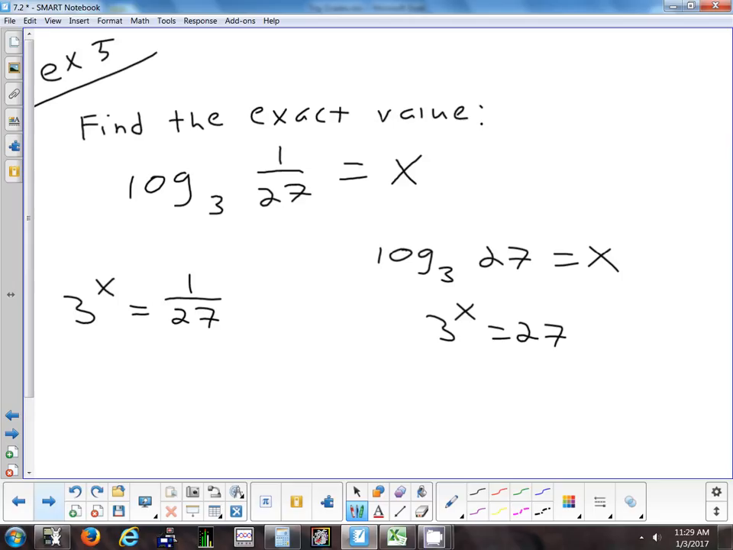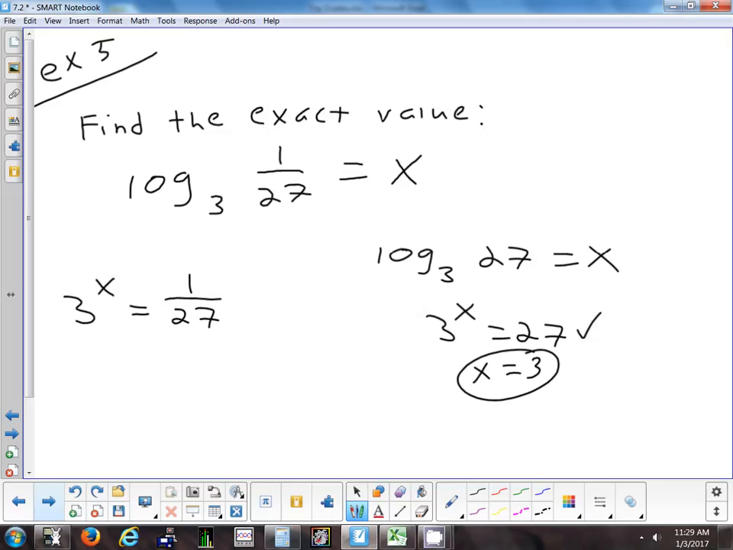What power do you raise 3 to get 27? Yeah, this is 3. So that's the answer to this one. Now, I don't want to get 27. I want it to flip. Does anybody remember what kind of number you have to have in an exponent that causes it to flip?